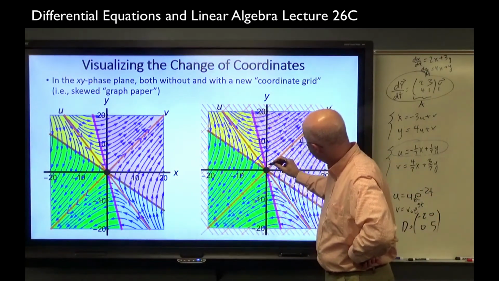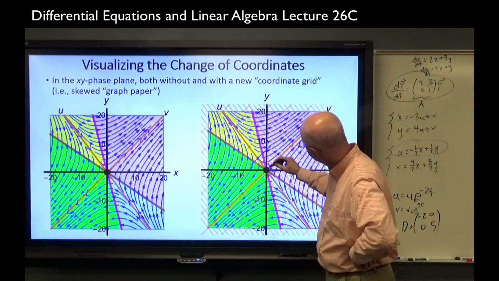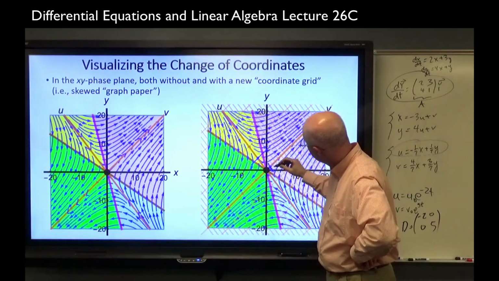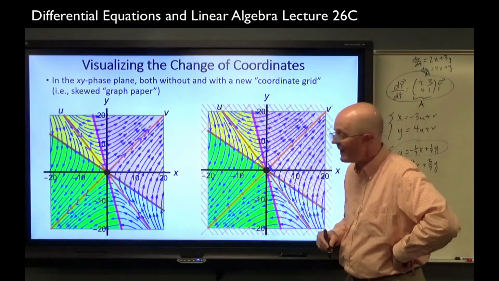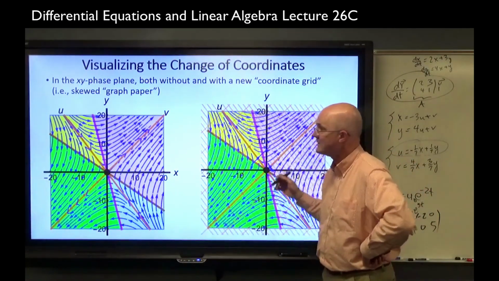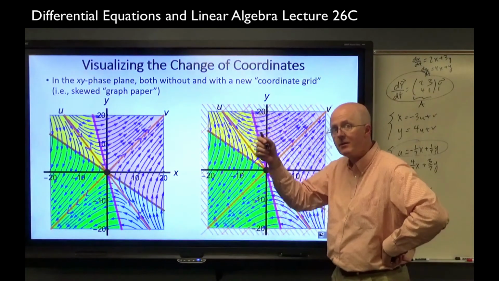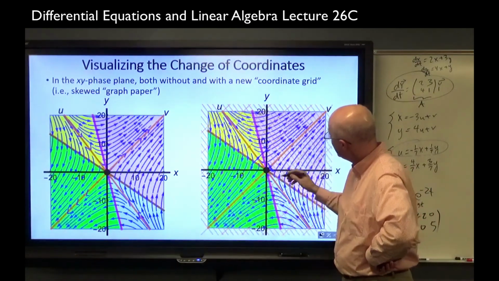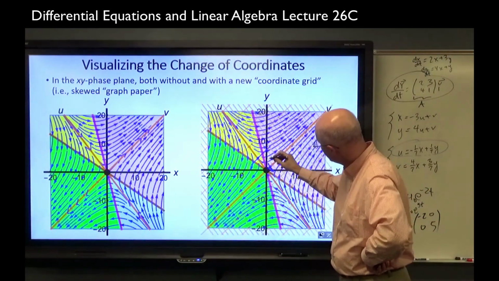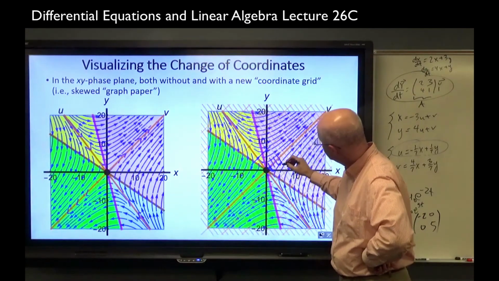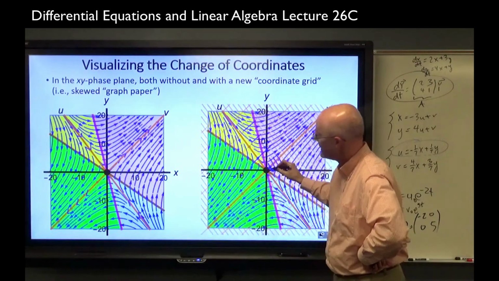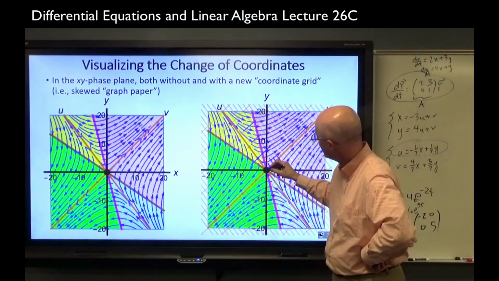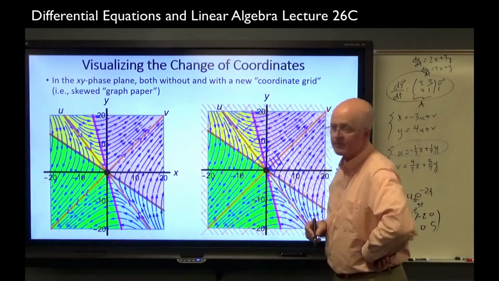And this point right here, close to this line, that's the point 1, 1 actually, in the xy coordinates. In uv coordinates, it would be 0, 1. U coordinate 0, v coordinate 1. And that's a closer distance to the origin. That's why these lines are closer together than these lines are. Because that eigenvector that I chose, 1, 1, is closer to the origin, shorter than negative 3, 4.